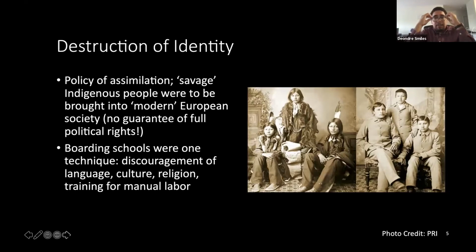For those of you that follow the news, especially indigenous news articles, residential schools or boarding schools have been in the news quite recently. Boarding schools and residential schools were just one such technique, right? In these schools, indigenous children were discouraged from practicing their language, their culture, their religion, and they were generally trained in manual labor. They were trained to fill in the lower rungs of settler colonial economic society.